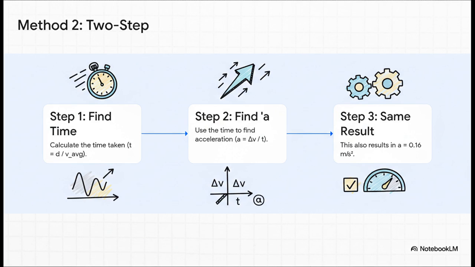So here's the alternative path. First, you can work out how long the acceleration took, which turns out to be 15 seconds. Then, you just use a simpler equation for acceleration, change in velocity divided by time. And guess what? It gives you the exact same answer. Both ways are perfectly correct.